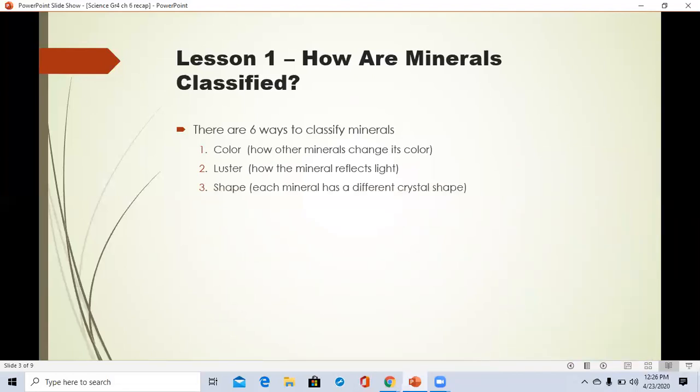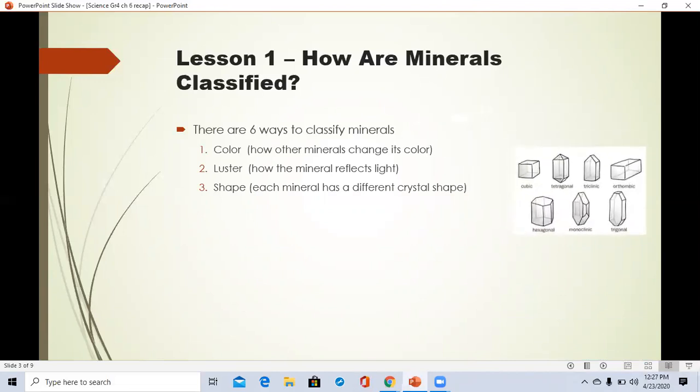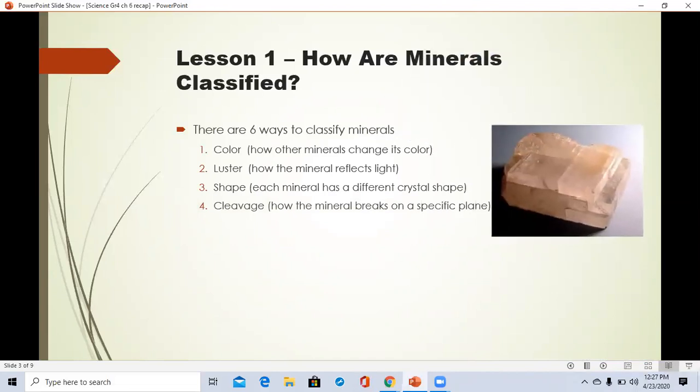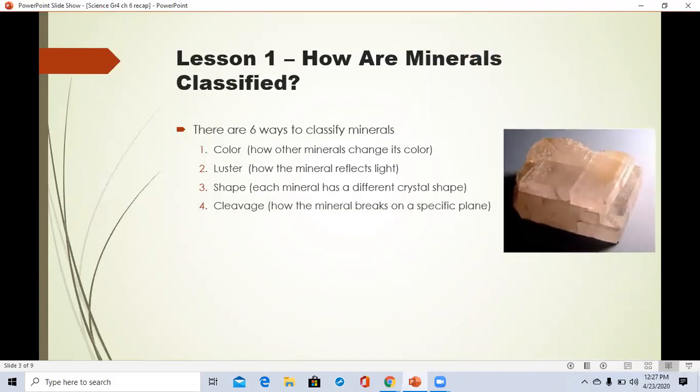Number 3 is the shape. Each mineral has a different crystal shape. So looking directly at the crystal shape, we can identify what type of mineral it is. Number 4 is the cleavage. Cleavage is where the mineral breaks at a specific plane when you put pressure on it. Those are weak points in the mineral.